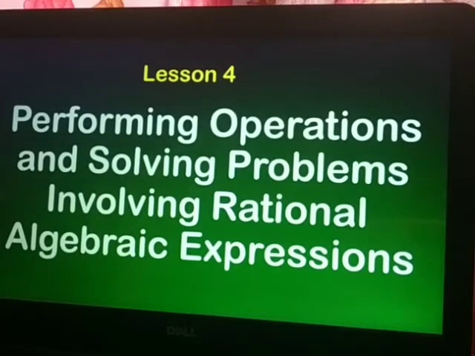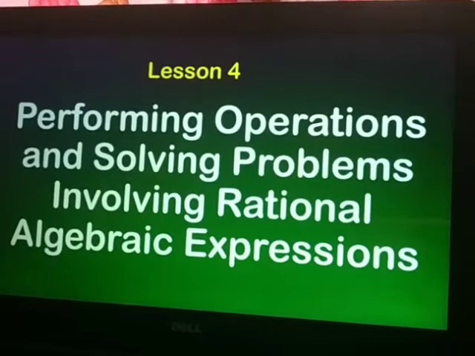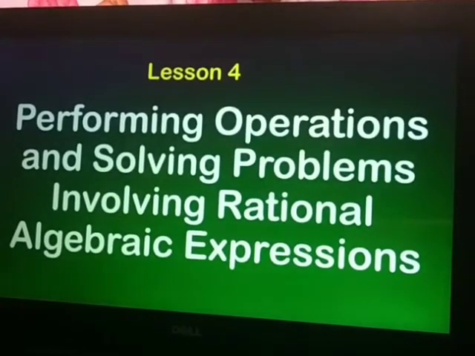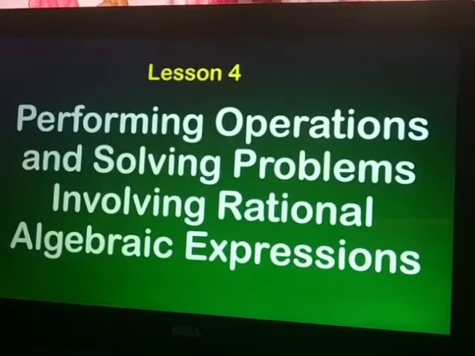Good morning everyone. We are now on lesson 4, and this is performing operations and solving problems involving rational algebraic expressions.